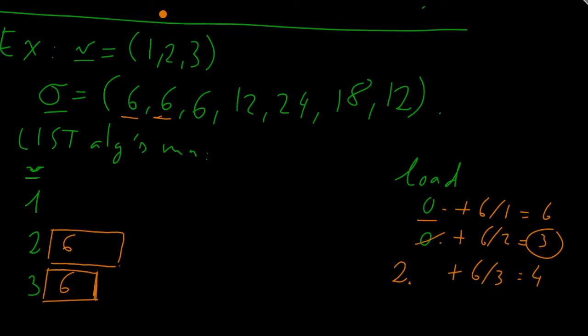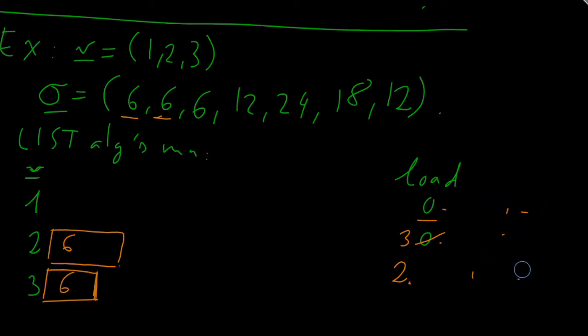So the current load of the second machine will be 3, and I'm just erasing the intermediate computations. Of course, if you already understand what this algorithm minimizes, then it's not really needed to write down the things to minimize, but in this case we have 6 divided by 1, 6 divided by 2, because 2 is the speed of the machine, and divided by 3.